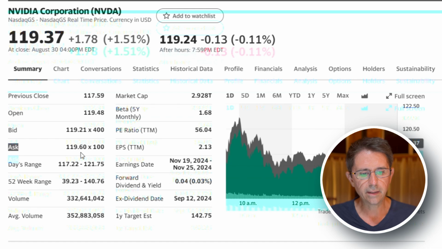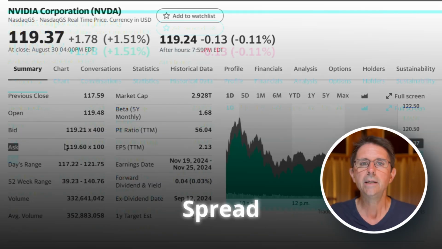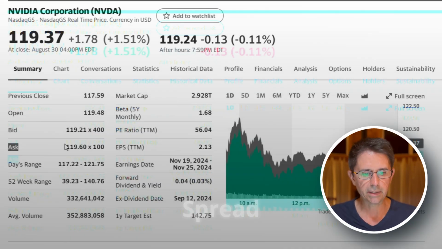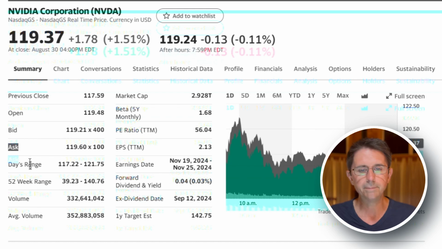So you can see there's a difference between the bid and the ask, or the bid and the offer there. And just so you know, that difference is known as the spread. And that is the market spread, the difference between these two, which is around 40 cents. Okay, so that's what the bid is: the highest price someone's willing to pay. The ask is the lowest price someone's willing to sell.